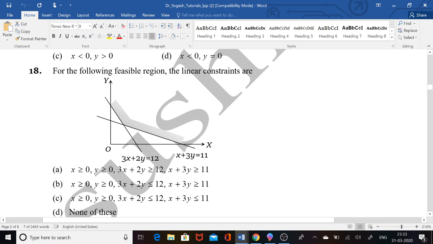When you are checking option B, that is 3x plus 2y is less than or equal to 12, it has to be towards the origin, I mean it has to come towards the downside. But the shade is given upwards, so option B cannot be correct. Option C, again the same thing, 3x plus 2y is less than or equal to 12, so the shade has to come down, but it is going up. So option C is also wrong. Only option A is correct for the 18th one. Hopefully it is correct for you.